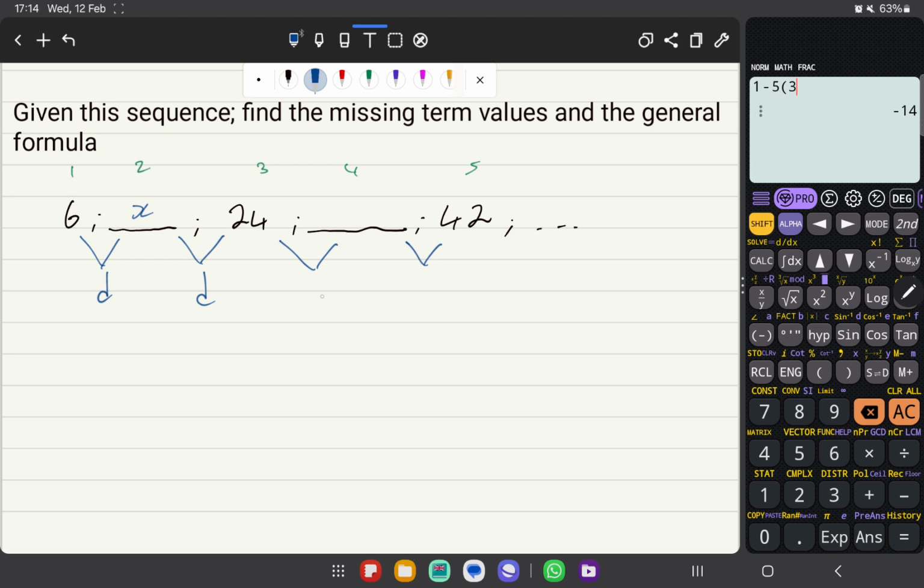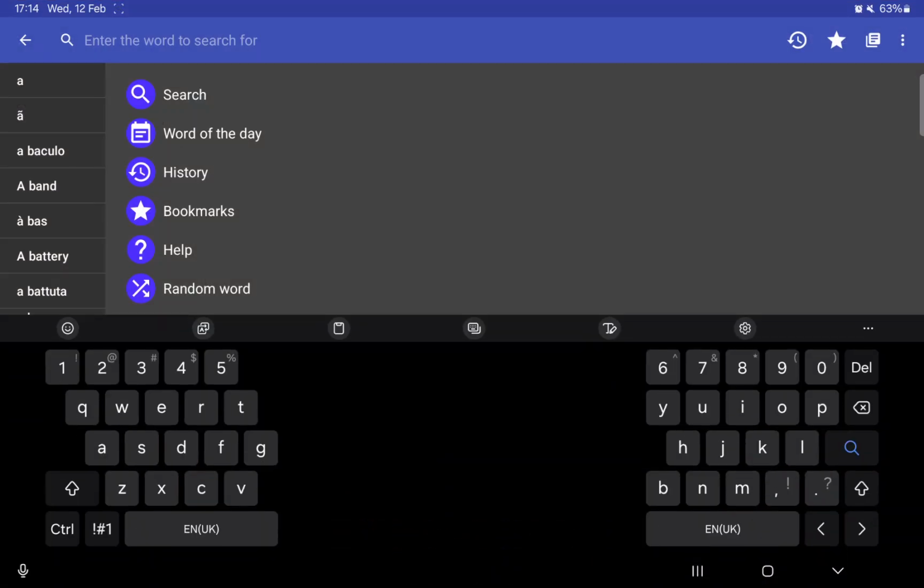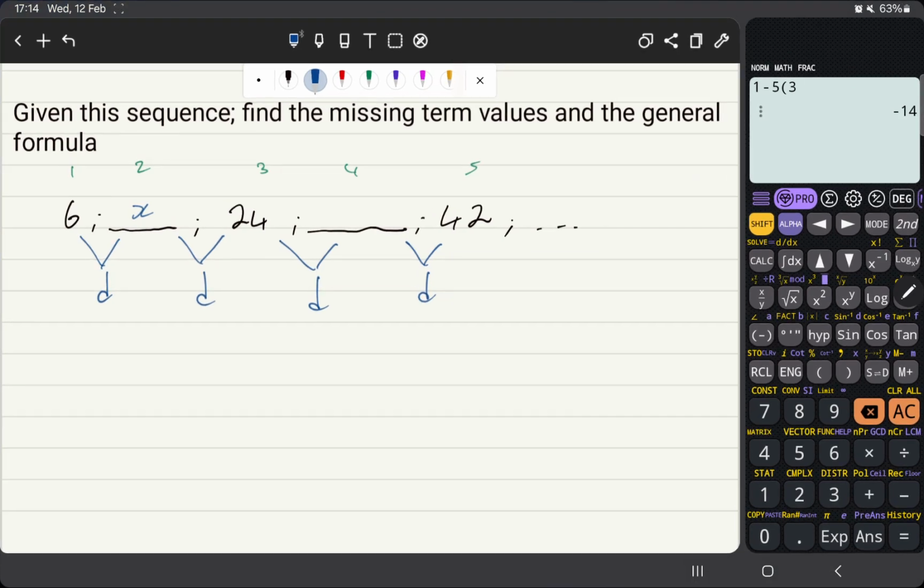I'll say D for difference, ne? It has to be the same. It's a linear sequence, ne? So now what? I go again.